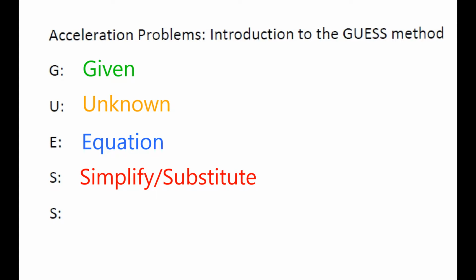Then finally, the last S in GUESS is to solve. So once we have our given information, we know what our unknown is, we found the equation that puts them together, we're going to simplify our equation and substitute in our given information to solve for our unknown. So let's look at some example problems to help us out.